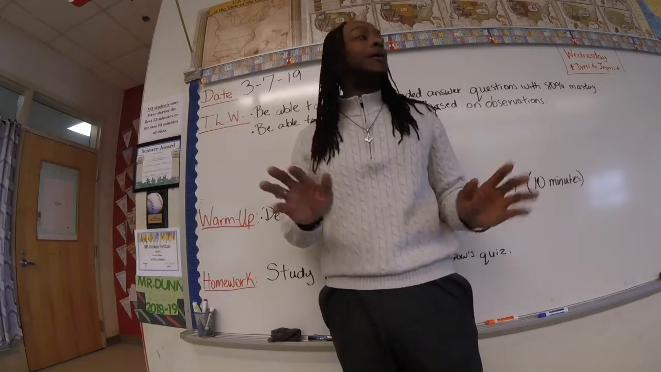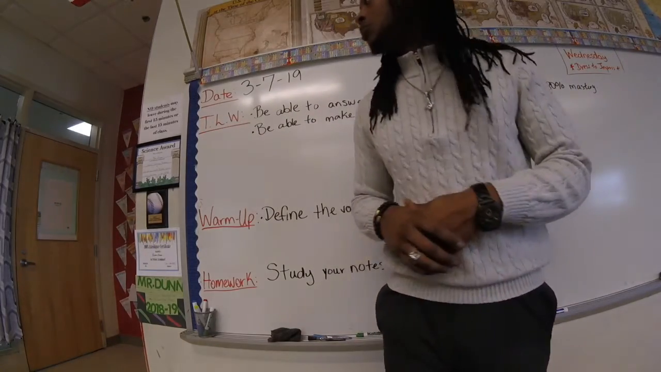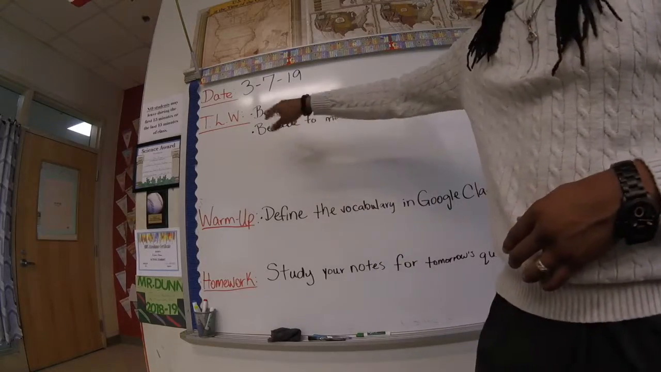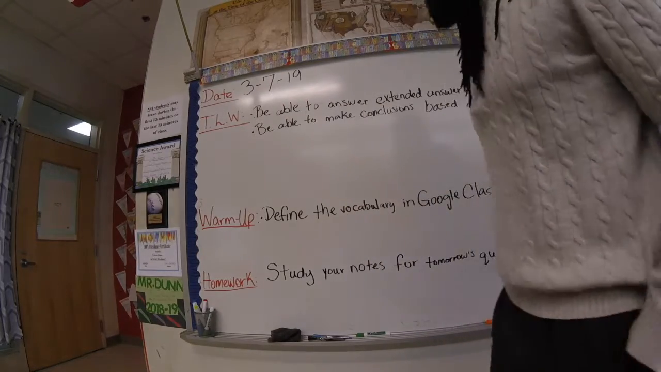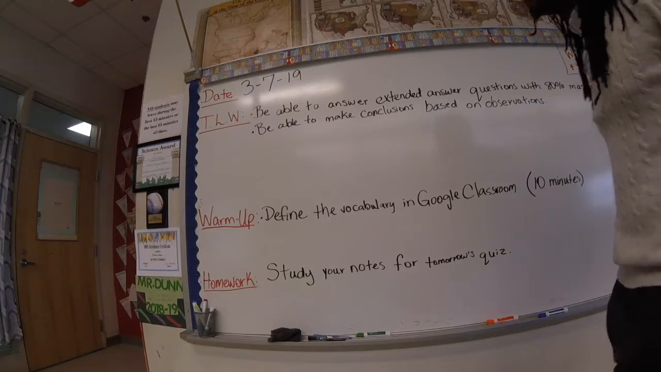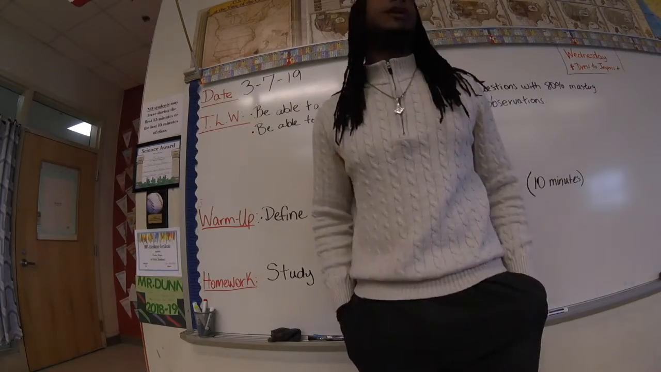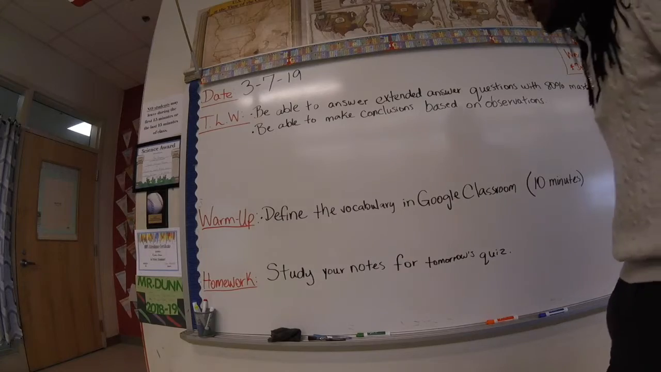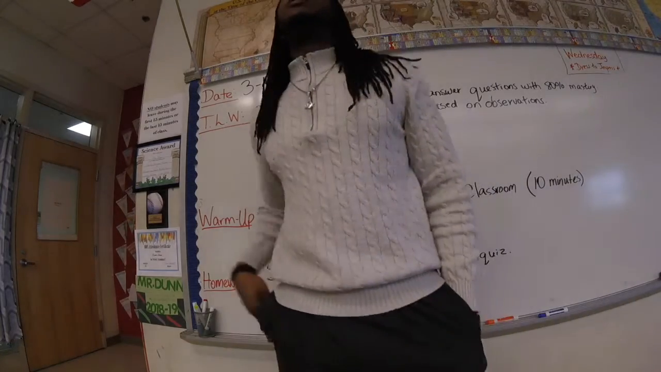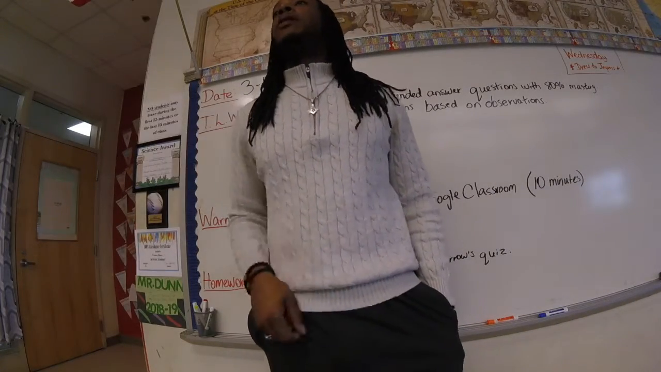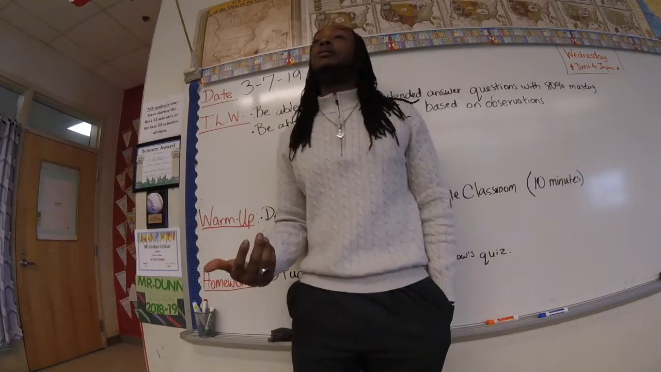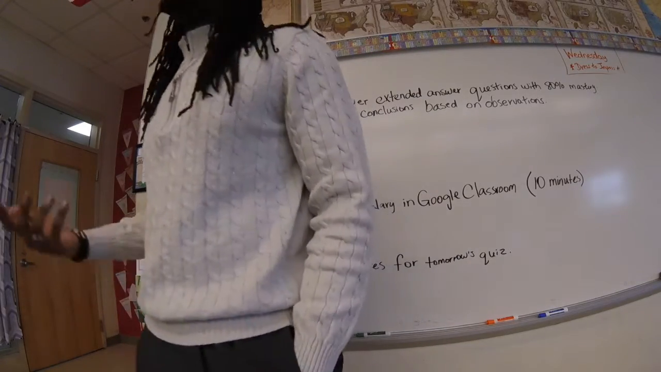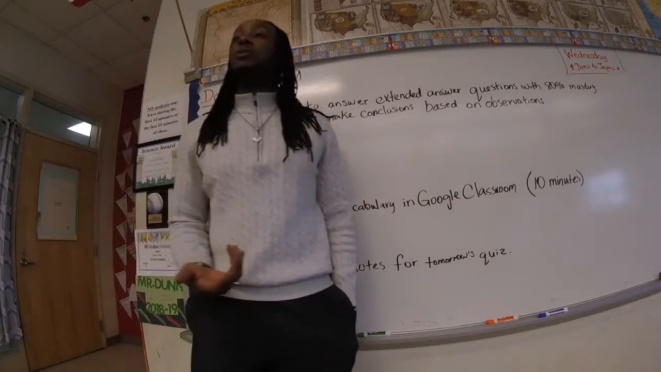Calm down, calm down. All right, first of all, I want you to pay attention to the board. Today the learner will be able to answer extended answer questions with 80% mastery. Be able to make conclusions based on our observation. And what's observation? Exactly, using our senses to be able to come to a conclusion on something.